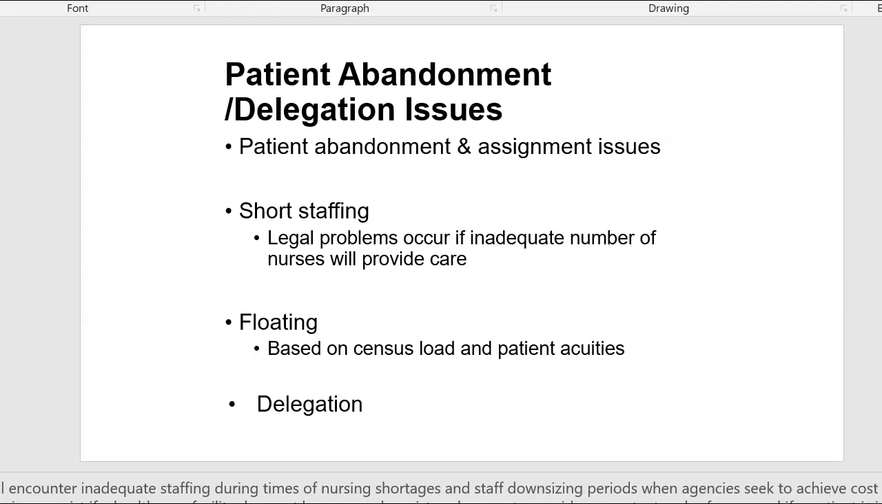There are times when nurses are asked to float from the area in which they normally practice to other nursing units. If you float, inform your supervisor if you lack experience in caring for the types of patients on the new nursing unit. The rights of delegation. Please remember the right task, right circumstances, the right person, the right directions, and the right supervision.